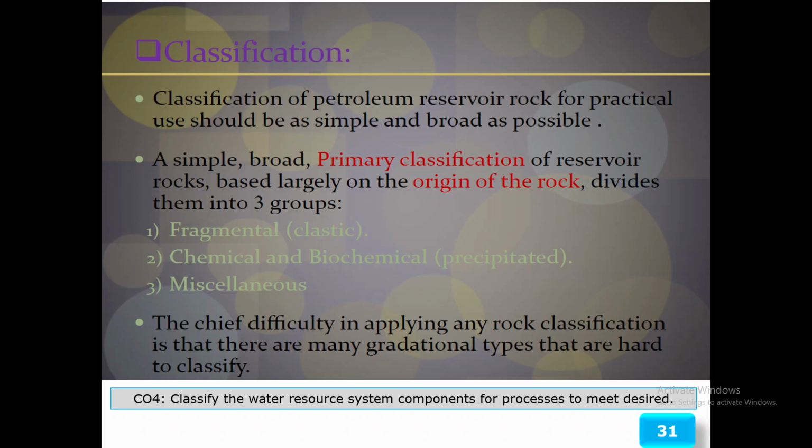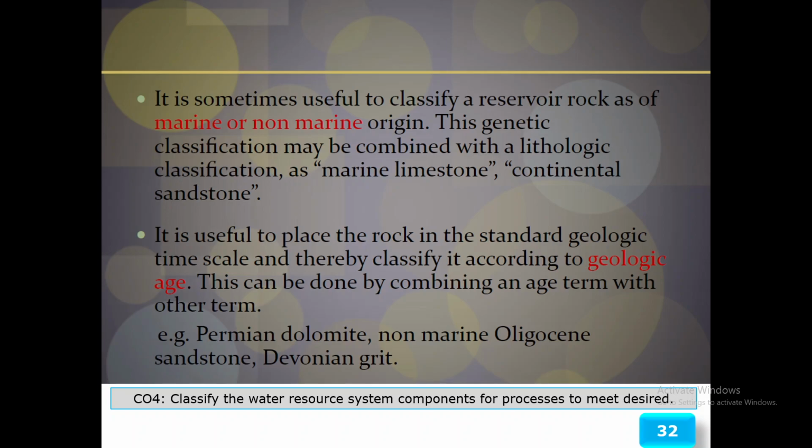Primary classification of reservoir rocks, based largely on the origin of the rock, divides them into three groups: first the fragmental clastic, then chemical and biochemical precipitated, then miscellaneous. The chief difficulty in applying any rock classification is that there are many gradational types that are hard to classify. So it is sometimes useful to classify a reservoir rock as of marine or non-marine origin. This genetic classification may be combined with a lithologic classification, such as marine limestone, continental sandstone.